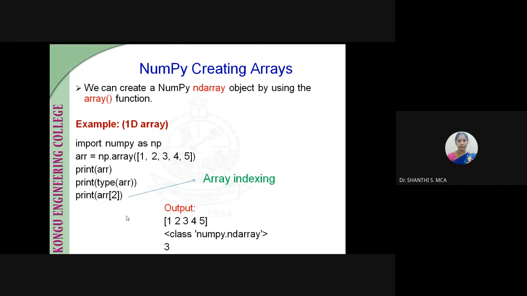So how are we accessing the array elements? By using the index. Here you can use an integer index. arr[2] refers to the third element. Array index always starts from 0, so this is 0, 1 and 2. So print arr[2] will display 3. Okay, these are the very basics of a NumPy 1D array.